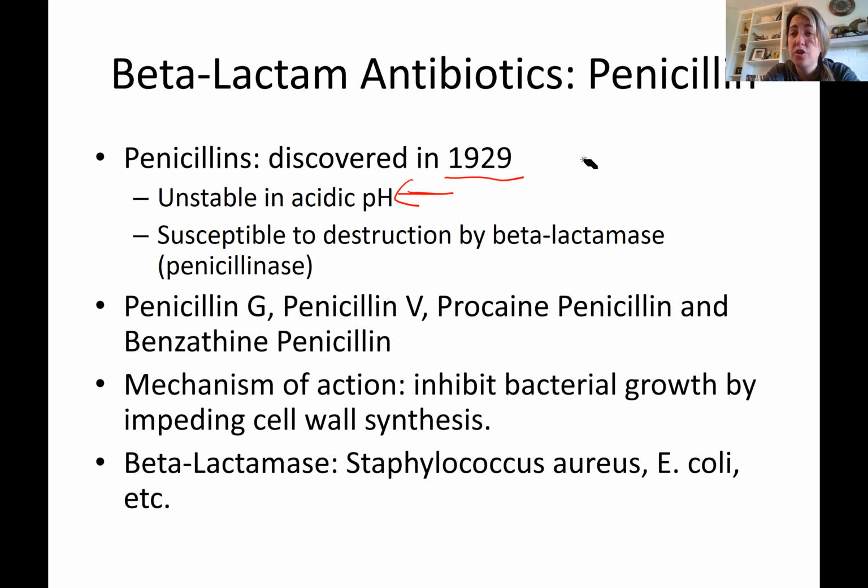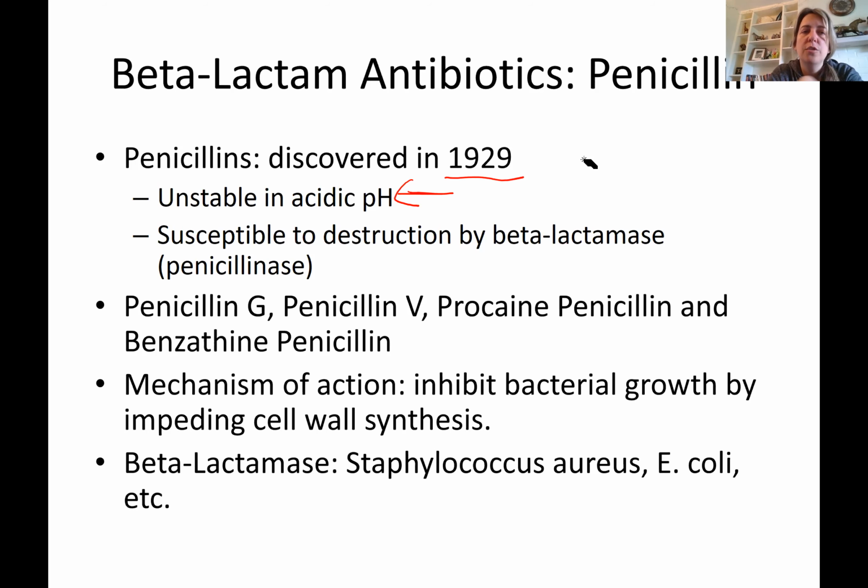However, because it is not very stable in acidic pH, the oldest type of penicillin cannot be taken orally because the stomach is very acidic. As more synthetic types of penicillin were created, such as amoxicillin and ampicillin, those are more stable in acidic pH and can be taken orally, okay? But penicillin in general cannot.